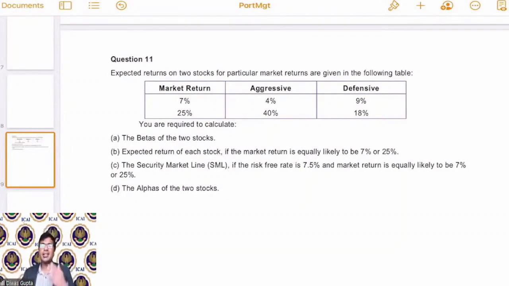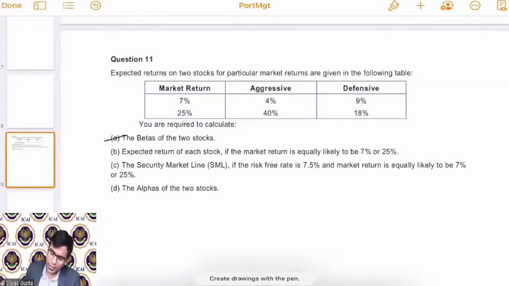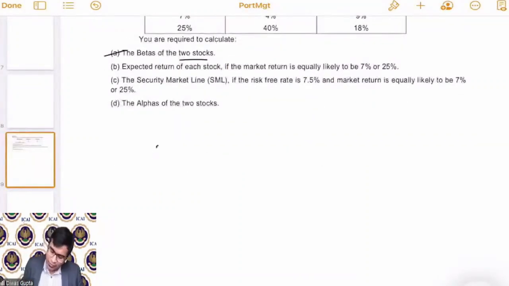The market return, aggressive and defensive are given. So there are three series that are given to us. One is the market return, one is the aggressive stock, and one is the defensive stock. Now they are asking us to calculate the betas of the two stocks. Very easy, very simple. Now see, for calculating beta, we have studied correlation and regression techniques. Correlation has formulas, regression also has formulas. But if you notice, there are only two data points, correct? One is 7%, the other 25% on market return. So can we make use of both of them?